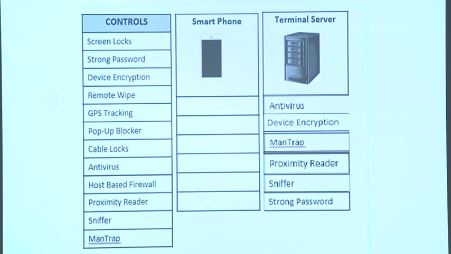Start on the left-hand side with controls. Tell me what you want to put in there for a smartphone. Screen lock, yes. Do I want a strong password for my phone? Do I want, you said device encryption, yes. Remote wipe? GPS tracking? Pop-up lockers? I don't need it, not for a phone. Cable lock?